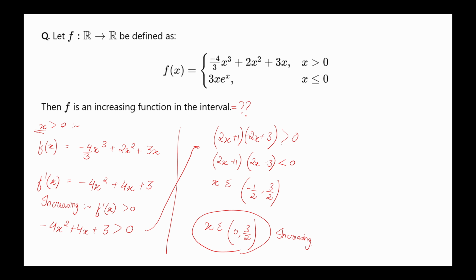Now similarly, let us solve for x less than or equal to 0. For x less than or equal to 0, my function is written as 3x e to the power x. So what is my f dash x going to be? My f dash x would become 3 e to the power x plus 3x e to the power x. From here I can take 3 e to the power x common. This would become x plus 1. Again, for my function to be increasing, f dash x has to be greater than 0. So what would be my range for this function?